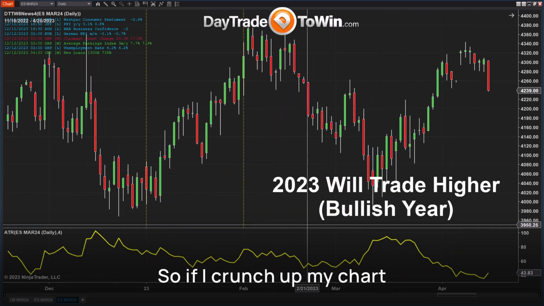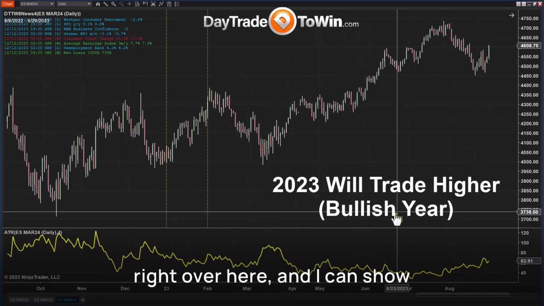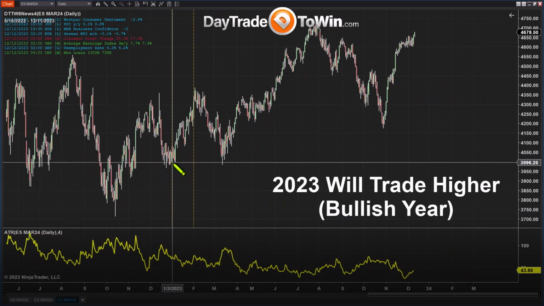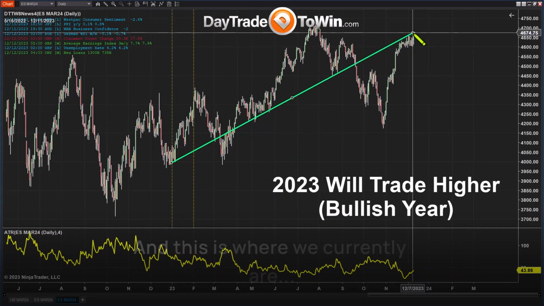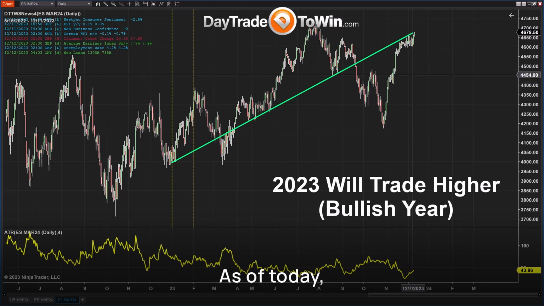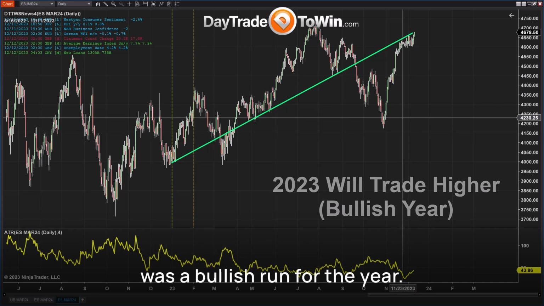So if I crunch up my chart right over here, I can show you where we are right now. This is where January started, and this is where we currently are as of today, December 11th. And we can definitely see that there was a bullish run for the year.